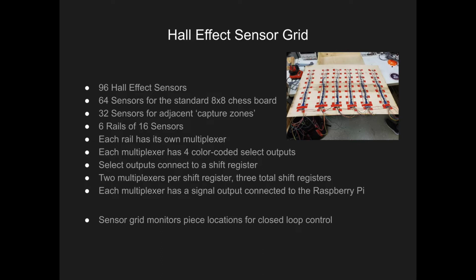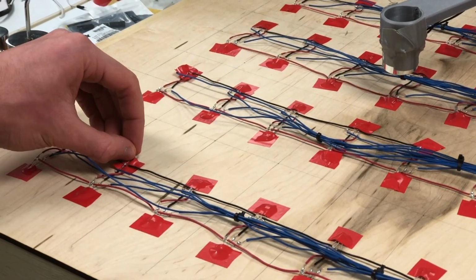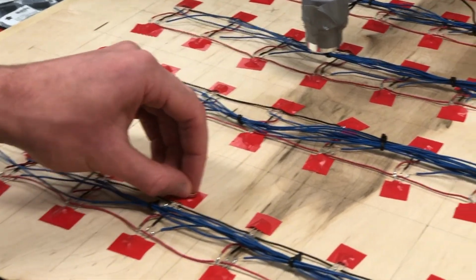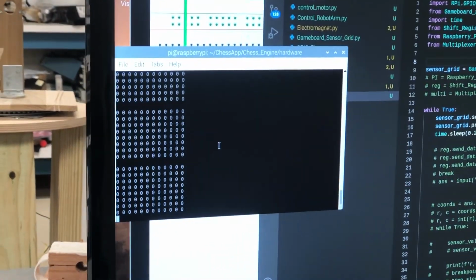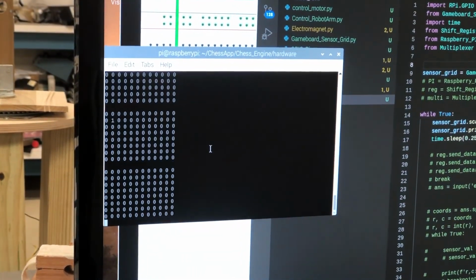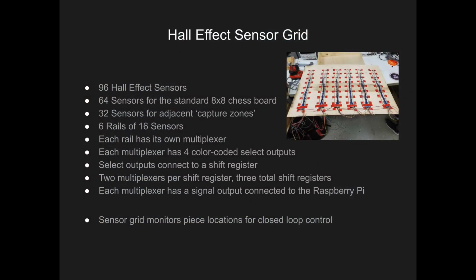Each sensor rail has its own multiplexer with 16 input pins that are connected to the output pin of the Hall-effect sensors. Each multiplexer has 4 output pins with color-coded wires that represent the select inputs. The wires are coded in a rainbow pattern of orange, yellow, green, and violet for ease of rewiring. Every 2 multiplexers' select inputs are wired to a shift register, with a total of 3 shift registers monitoring the sensor grid. Each multiplexer also has a signal output that is directly wired to the Raspberry Pi. The next major system is the chess engine, which Brandon will discuss.